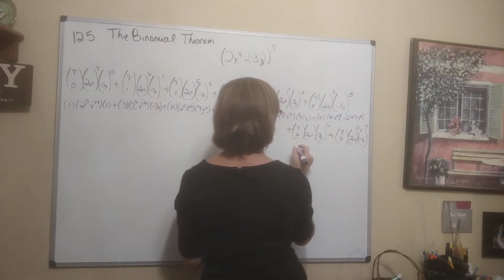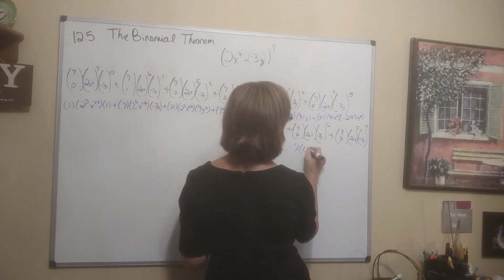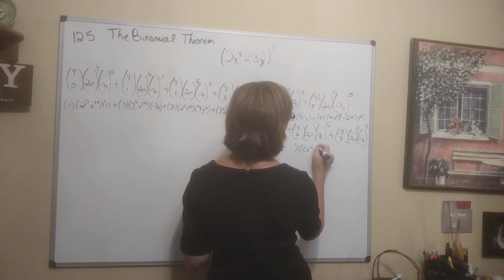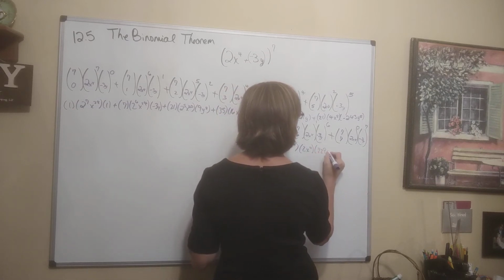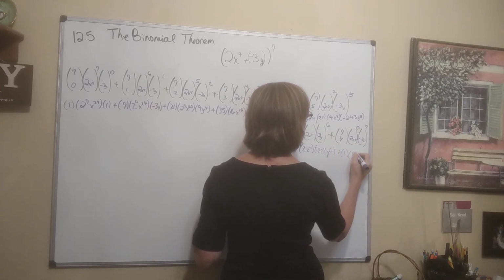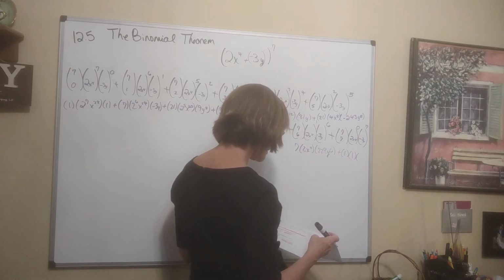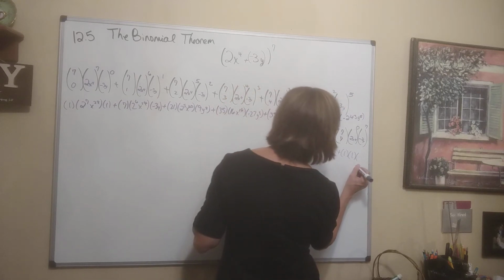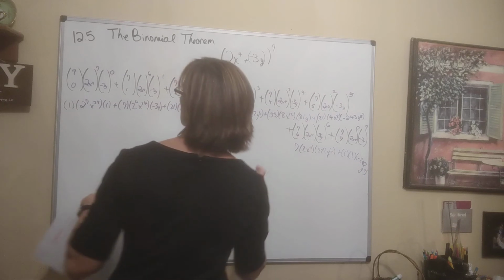Okay, and then down here, 7 choose 6 is a 7. 2 times 2x to the 4th times negative 3 to the 6th is going to be 729y to the 6th. 7 choose 7 is 1. This is 1. Negative 3 to the 7th is a big number. It is negative 2187y to the 7th. Now I'm going to clean this up.